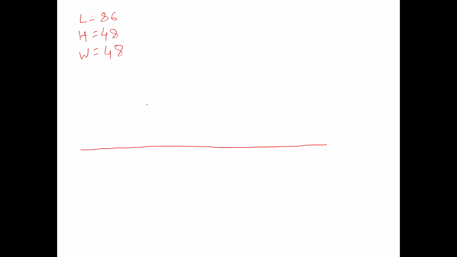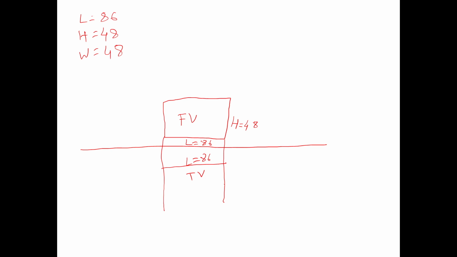Front view in the first angle method of projection is above the xy line. So I am drawing the front view above the xy line here. What is the dimension for the rectangle? Length and height, 86 and 48. On the projections of the front view, we get the length of the top view, 86. This is the top view, and this dimension is the width, that is 48. And we have to draw the right hand side view here.